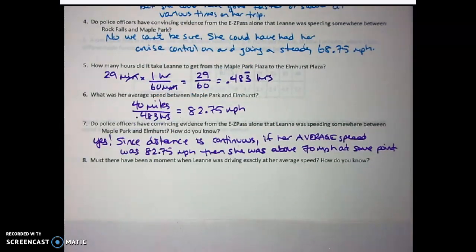Then also, must there have been a moment when Leanne was driving exactly her average speed, and how do you know? Well, yes, of course there was. In fact, there was a time that she was driving every single speed between 0 and at least her average speed. She couldn't just skip over that average speed, so there was in fact probably a time that she was driving above that average speed.